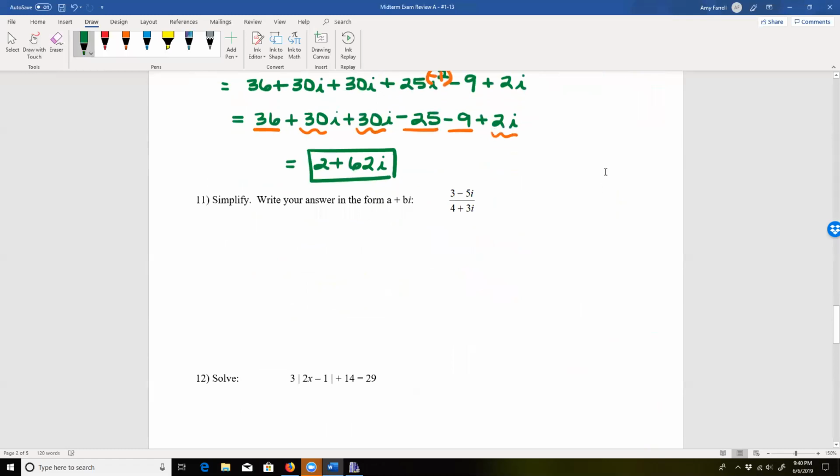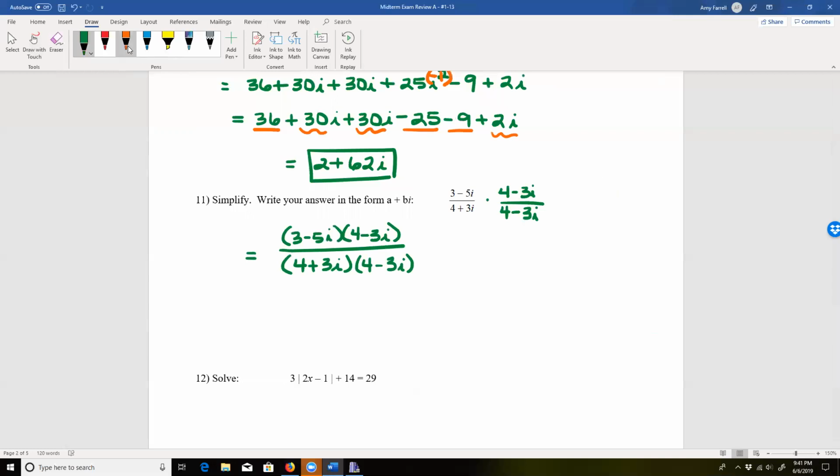To simplify a quotient of two complex numbers, we multiply the numerator and denominator by the complex conjugate of the denominator. The complex conjugate of 4 plus 3i is 4 minus 3i. So in the numerator here, we're going to FOIL. Multiply those together. In the denominator, also going to FOIL.